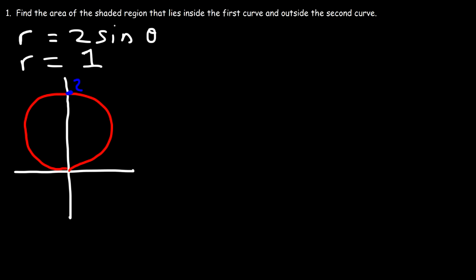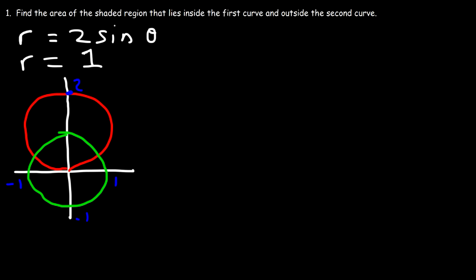Now the other one, r equals 1, it's also a circle with a radius of 1, but it's centered at the origin. So this is 1, and this is negative 1, and that's negative 1. And this point is 1 right here.